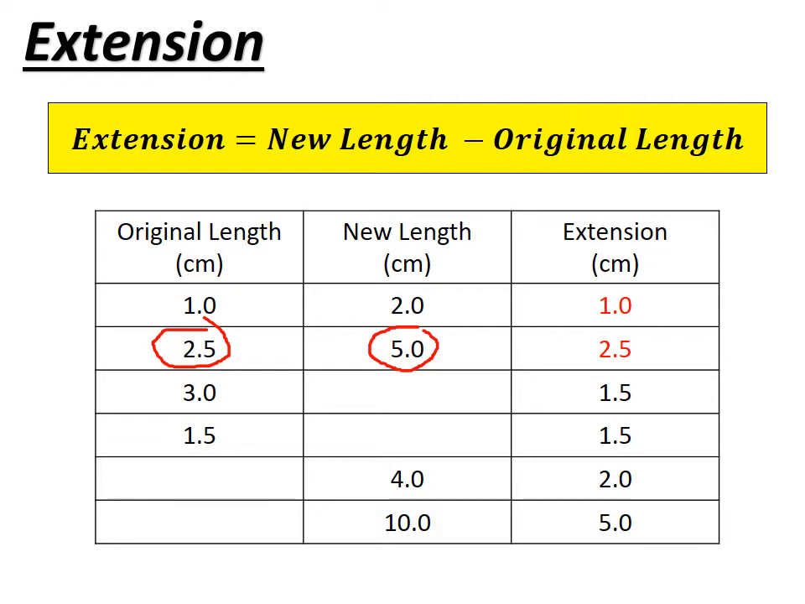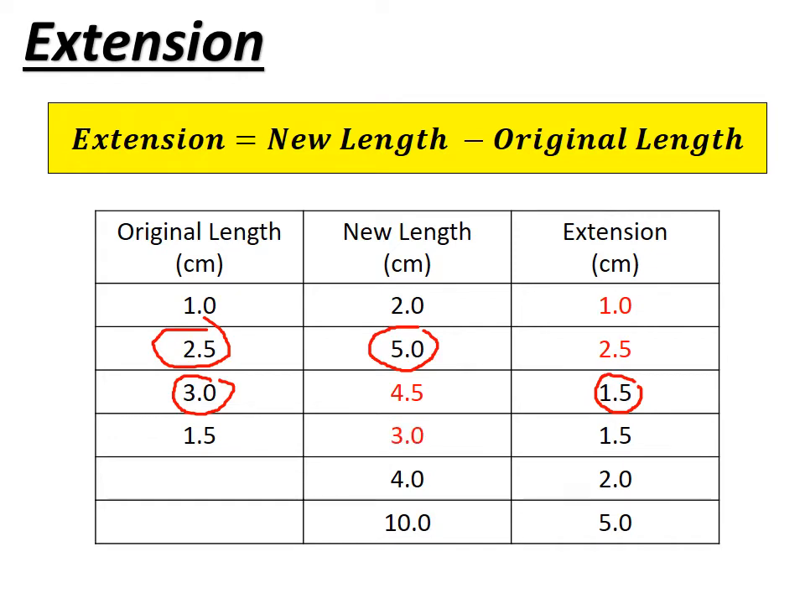Now, a bit more complicated underneath because we need to work out what the new length is. So to do this, we're going to add the extension to the original length, and we should get 4.5. Same pattern underneath. We're going to add the extension to the original length. We're going to get 3.